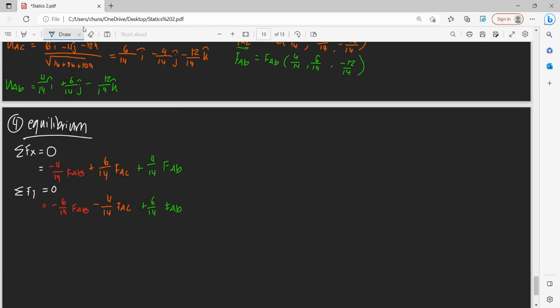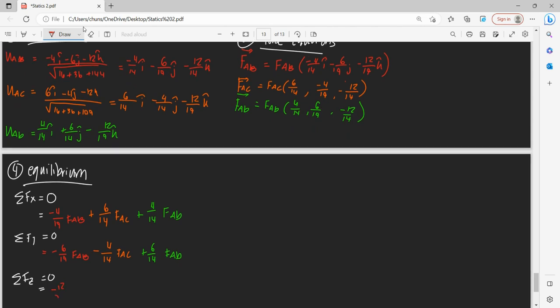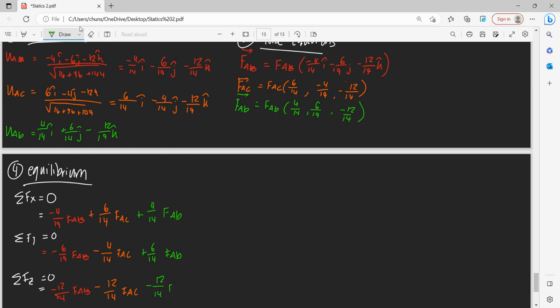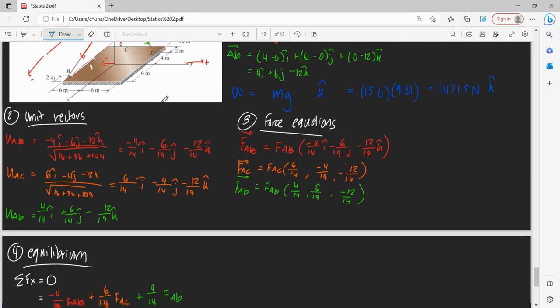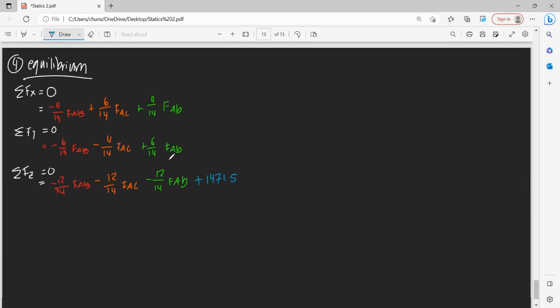And lastly, for our z direction, that's equal to negative 12 over 14 FAB, negative 12 over 14 FAC, negative 12 over 14 FAD, and don't forget we have a positive direction for our weight that opposes it, which is 1471.5 newtons in our k direction. So that was our opposing weight force.